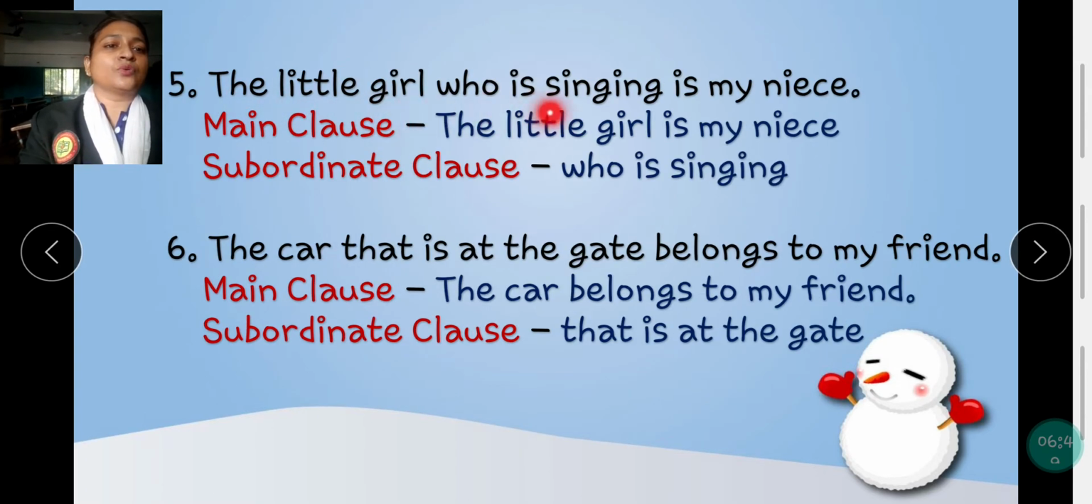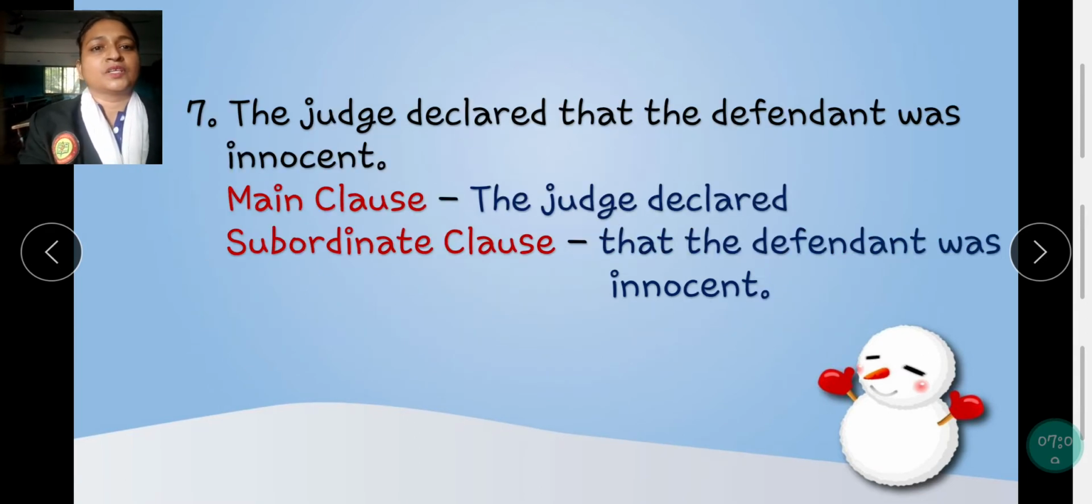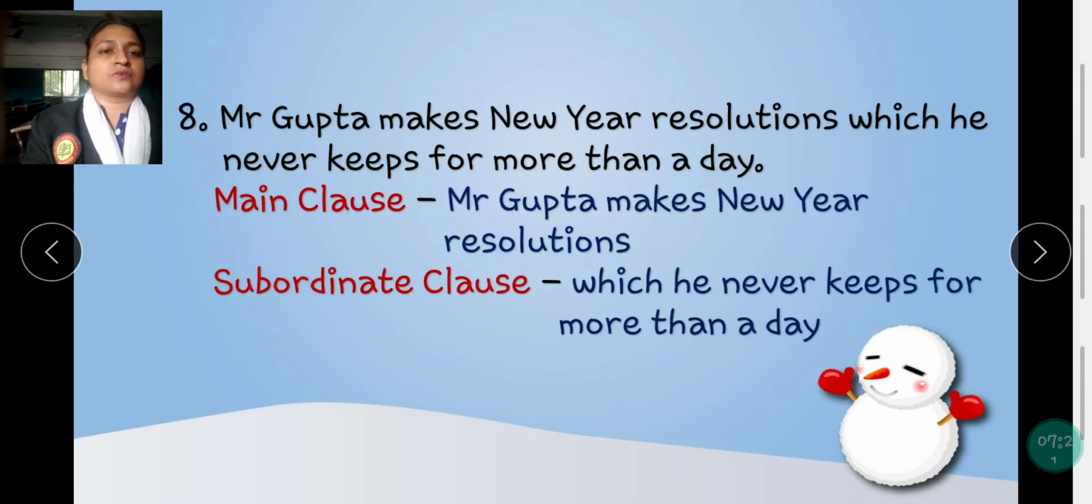The little girl who is singing is my niece. Main clause is the little girl is my niece and subordinate is who is singing. The car that is at the gate belongs to my friend. Main clause is the car belongs to my friend and subordinate clause is that is at the gate. The judge declared that the defendant was innocent. So the main clause is the judge declared and the subordinate clause is that the defendant was innocent.